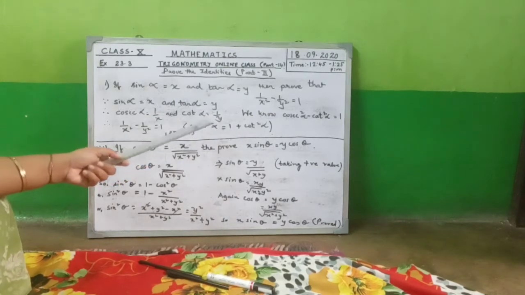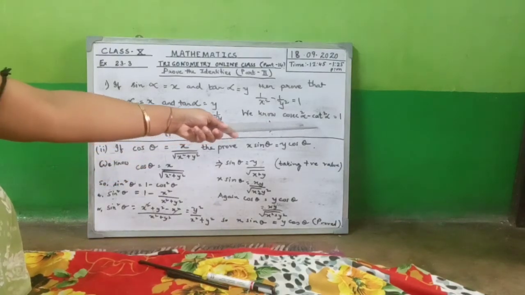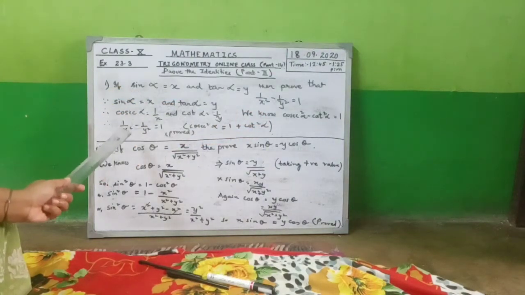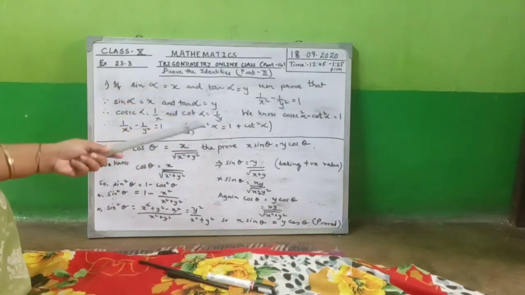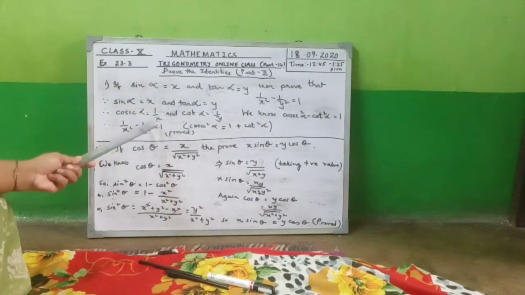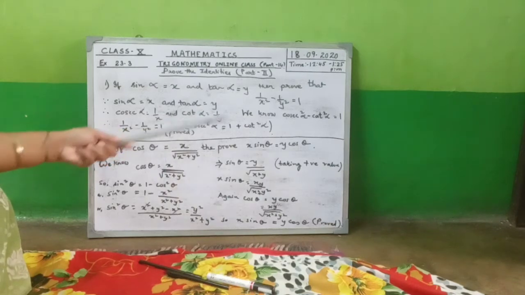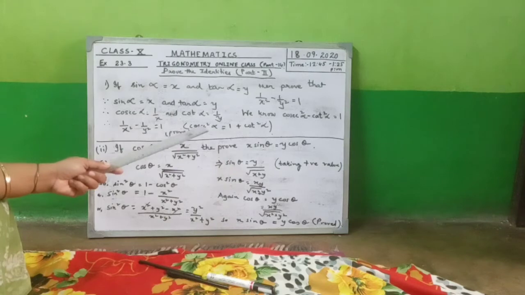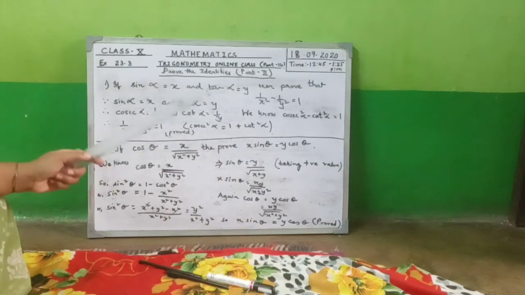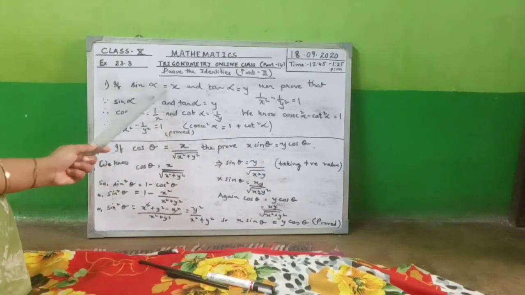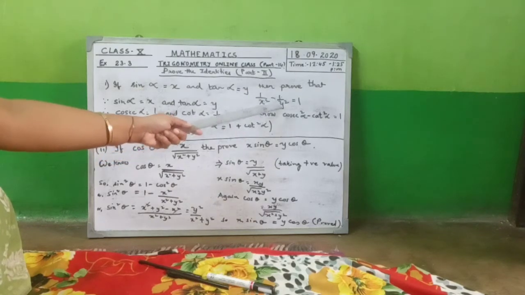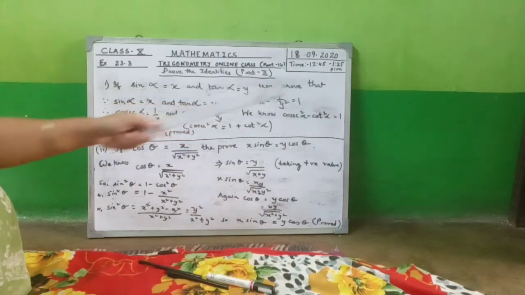Now we know cosec square theta minus cot square theta is equal to 1. So cosec square theta means 1 by x square, and instead of cot square we will write 1 by y square, and that is equal to 1. So we have proved that cosec square theta is equal to 1 plus cot square theta. We have proved that if sine alpha is x and tan alpha is y, then 1 by x square minus 1 by y square is equal to 1.